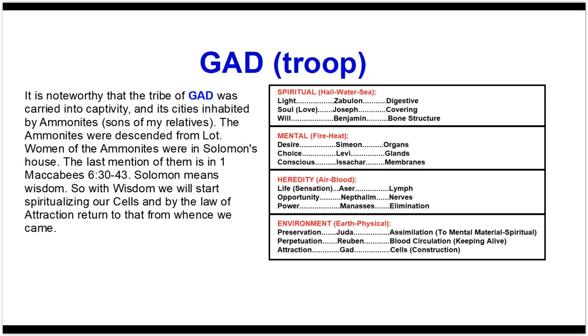It is noteworthy that the tribe of Gad was carried into captivity, and its cities inhabited by Ammonites, sons of my relatives. The Ammonites were descended from Lot. Women of the Ammonites were in Solomon's house. The last mention of them is in 1 Maccabees 6, 30-43. Solomon means wisdom. So with wisdom, we will start spiritualizing ourselves, and by the law of attraction return to that from whence we came.